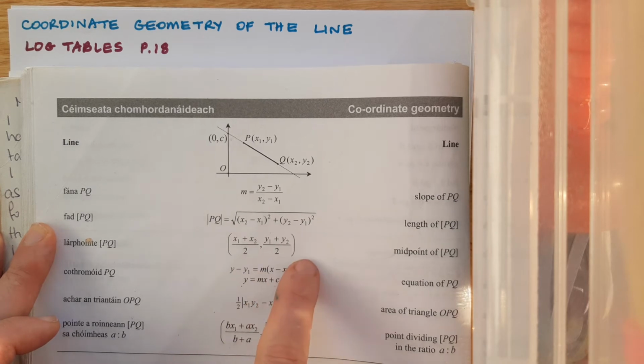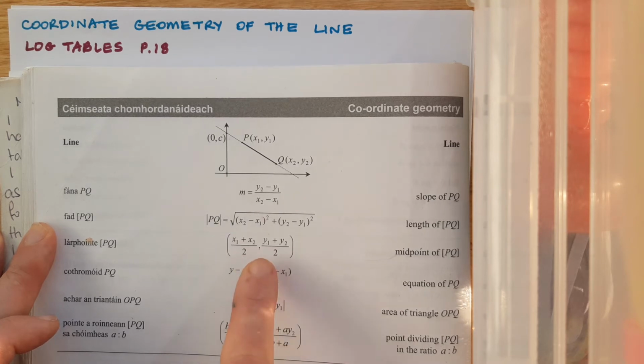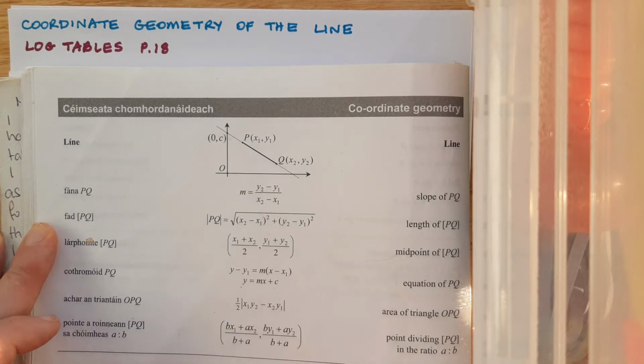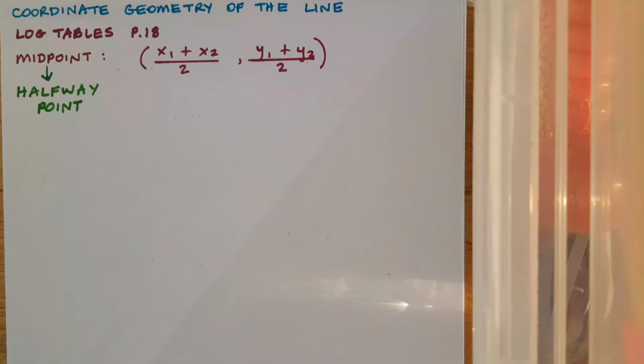I'm not surprised by that because it's a point, comma in the middle, as we'd expect. And on the left hand side it's x1 plus x2 over 2, and on the right hand side y1 plus y2 over 2. So let's make a note of the formula on our page. The midpoint formula allows us to find the point that is halfway between two other points. Let's look at an example where we apply this formula.